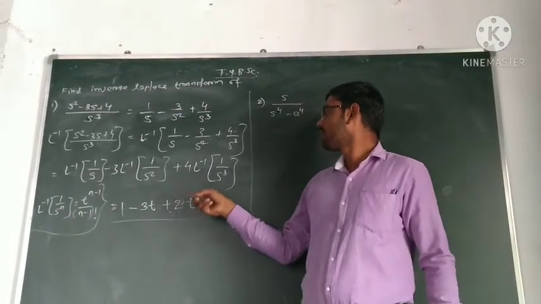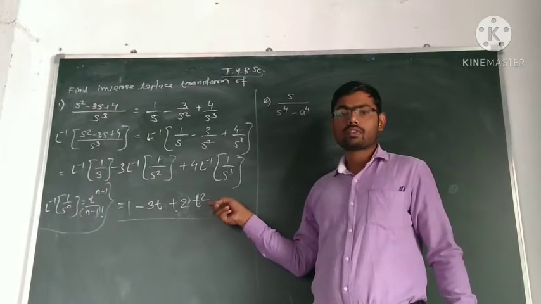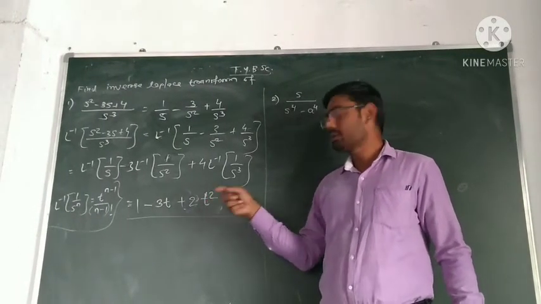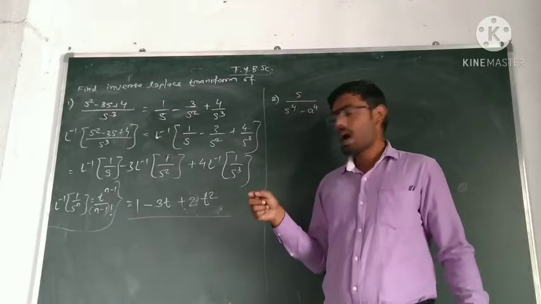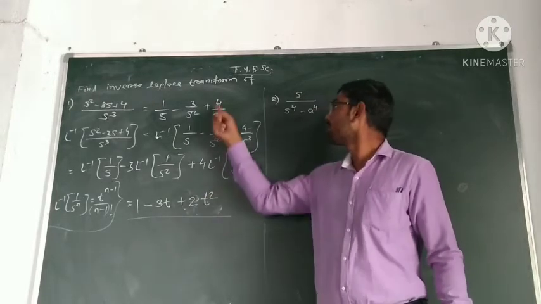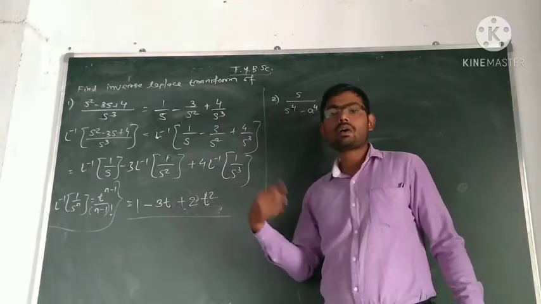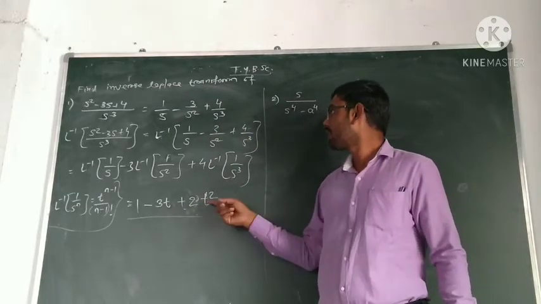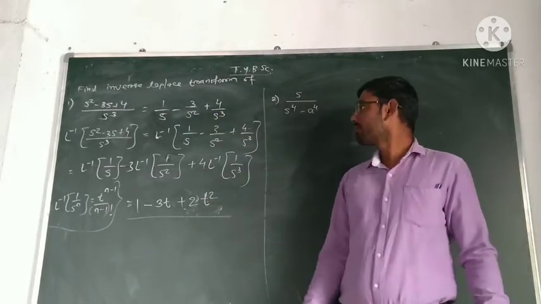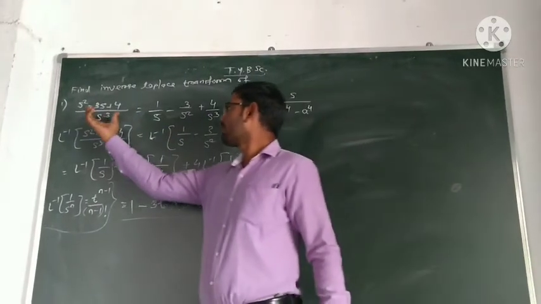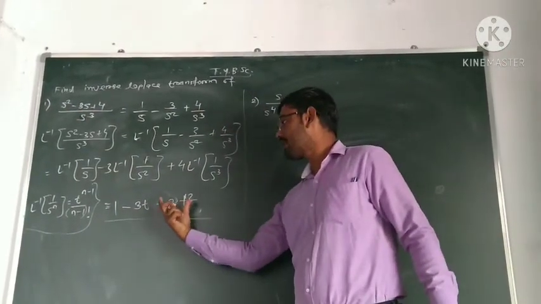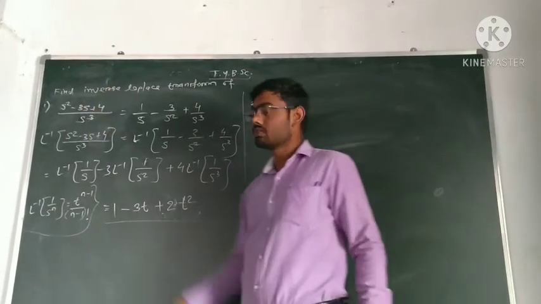Similarly, 2 times the Laplace transform of t². Here again the Laplace transform of tⁿ is n factorial upon s^(n+1). So n factorial means 2 factorial, which is 2. 2 times 2 is 4, upon s^(n+1). Here n is 2, 2 plus 1, so s³ is the power. So the inverse Laplace transform of this function is equal to this. This is the inverse Laplace transform of this function.